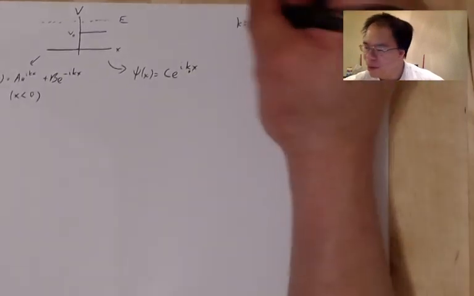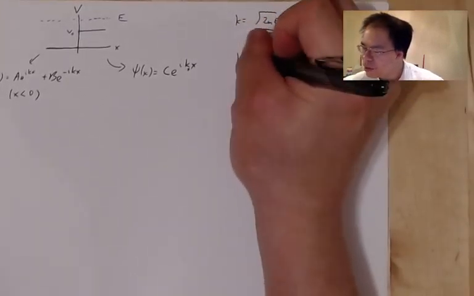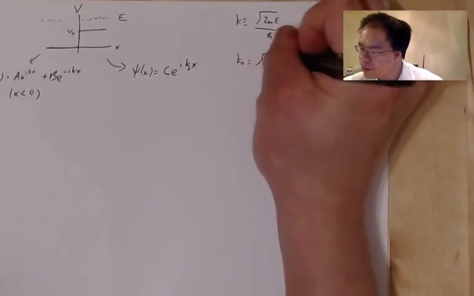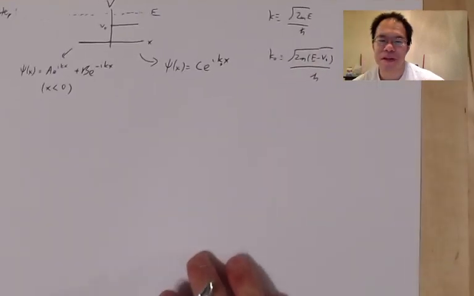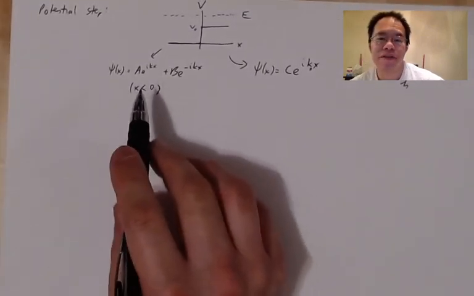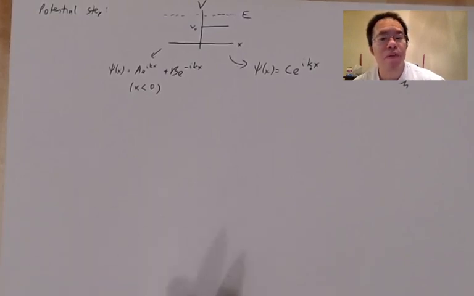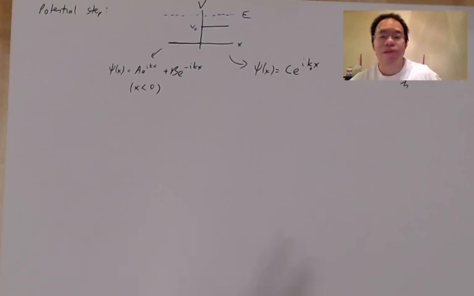I'll just write this down. Remember that k is the square root of 2mE over h bar, and we had k naught defined as the square root of 2m(E minus V naught) over h bar. Okay, so the idea is that we talked about how these plane wave states aren't normalizable. So what we want to do to think about the probability of transmission and reflection is to calculate the probability current. That'll let us see where I'll find a particle, and how is that being transported?